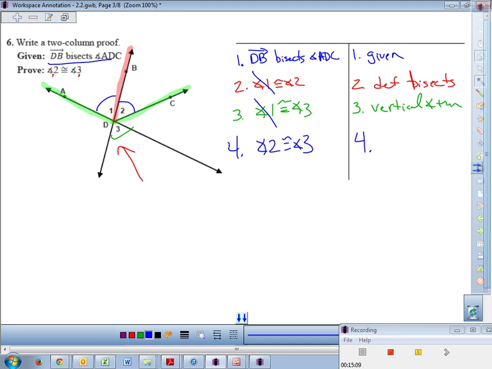Transitive property of congruence. Right? The transitive property of congruence says so.